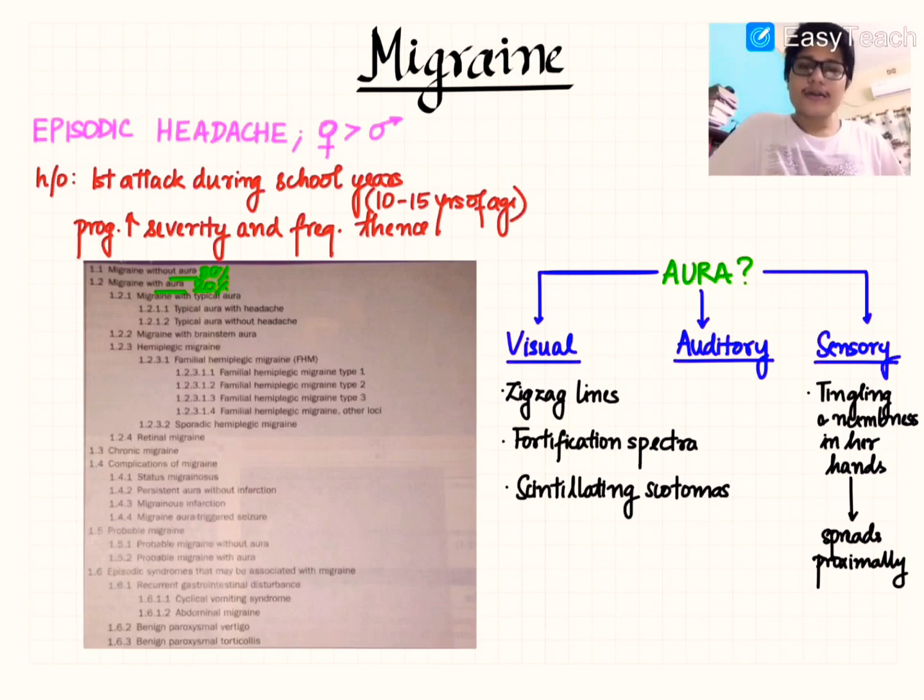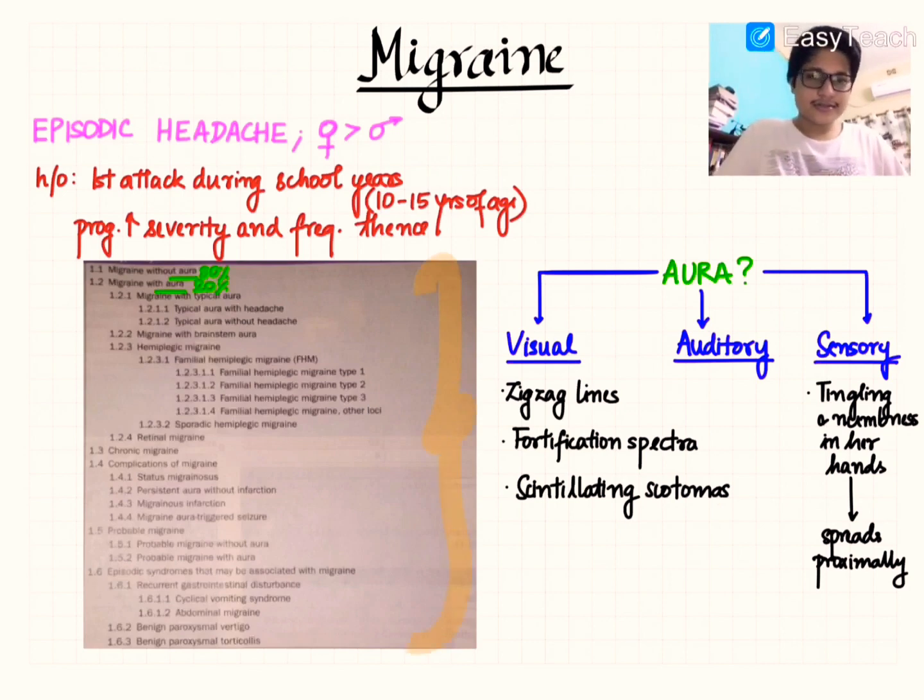Now I'll talk about the diagnostic criteria, but a few basic features which I'm sure all of us are familiar with is that it is an episodic headache, and it is more commonly seen in females who have their first attack during their adolescent years or during that period of schooling, that is from 10 to 15 years of age. Okay, that is where they have their first attack, and after that there is progressively increasing frequency and severity of the attacks. Now this is the complete classification of the different types of migraine.